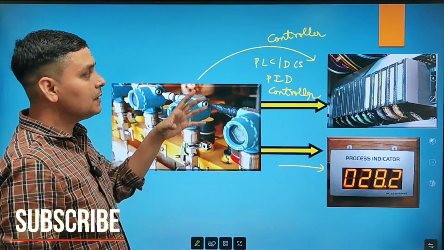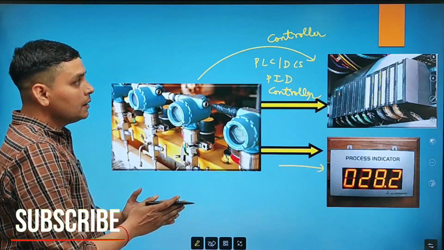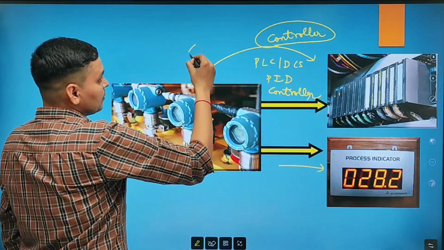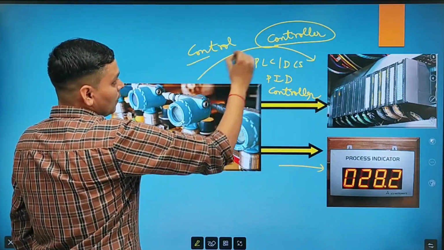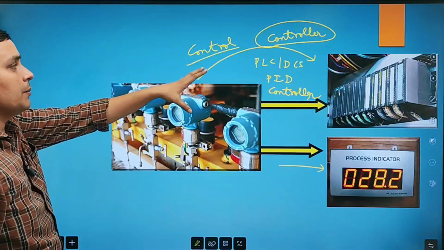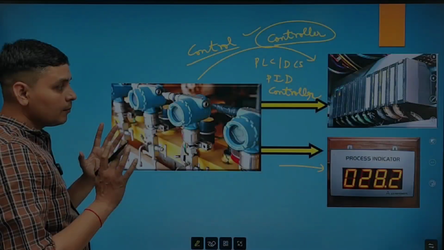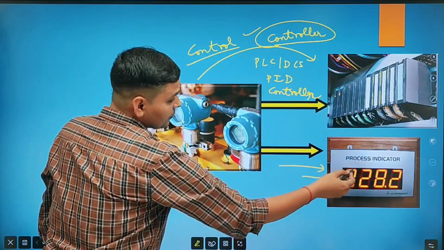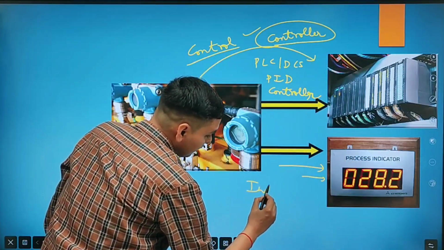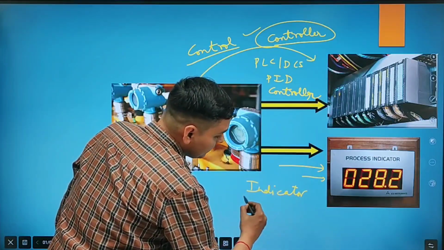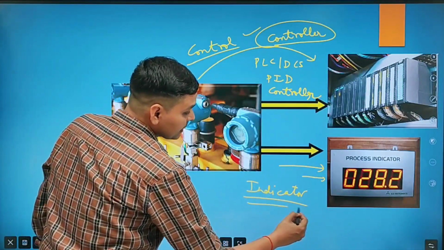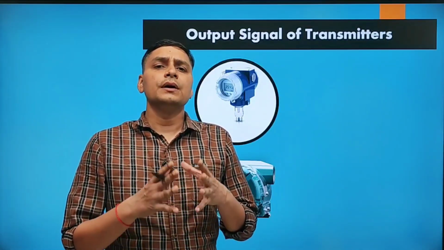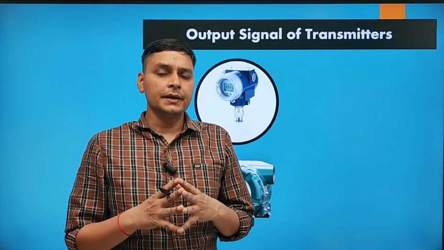Now, what is the difference between a controller and a process indicator? Look friends, a controller, as the name suggests, is used to control. Okay? If we want to control any parameter, we will use a controller. But if we want to show the value of the transmitter at any location, then we will use an indicator. An indicator, as the name suggests, is to indicate the value only.